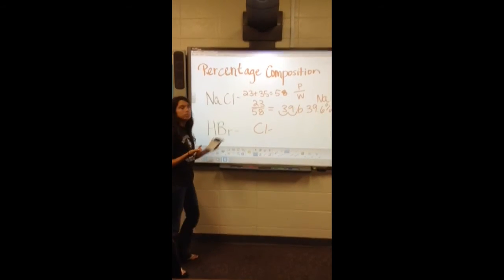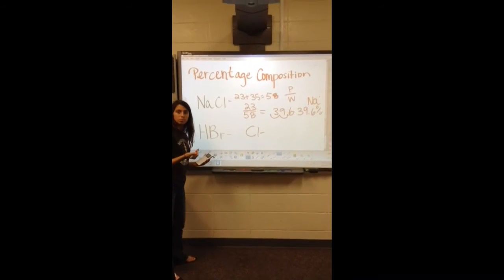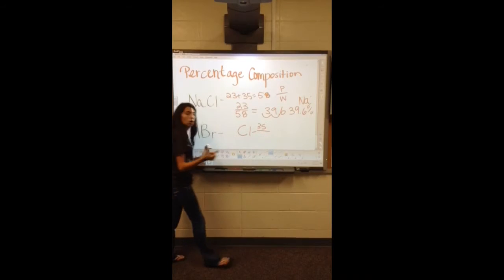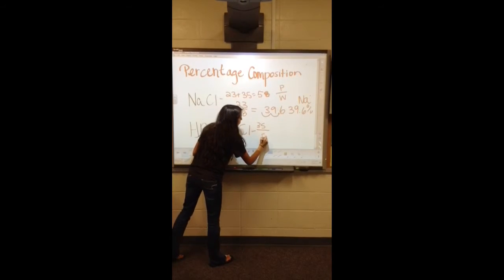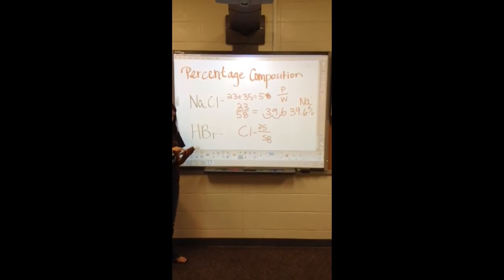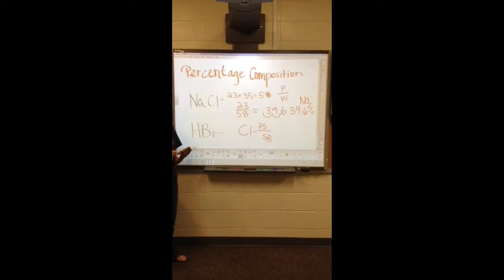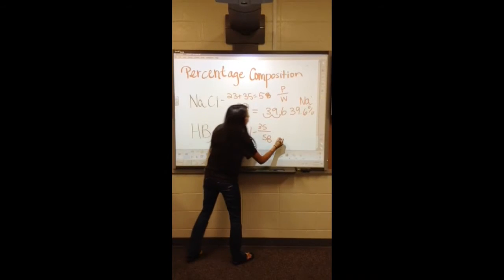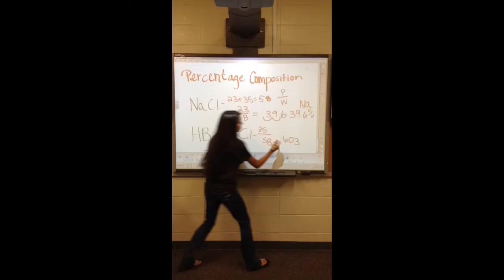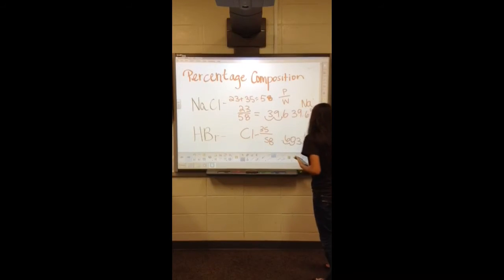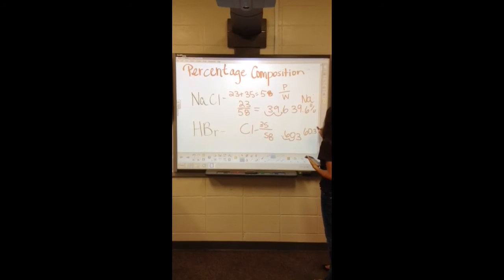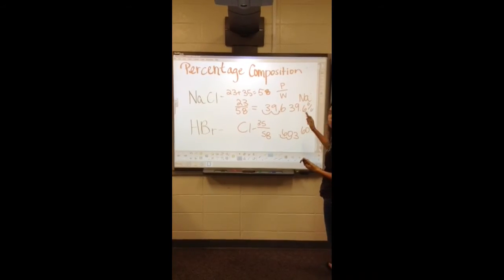Okay, now Cl. Now, what part is Cl? 35. And what is the whole? 58. So, you're going to do 35 divided by 58, and that equals 0.63. So what did you say we have to do? 60.3%. Yes.